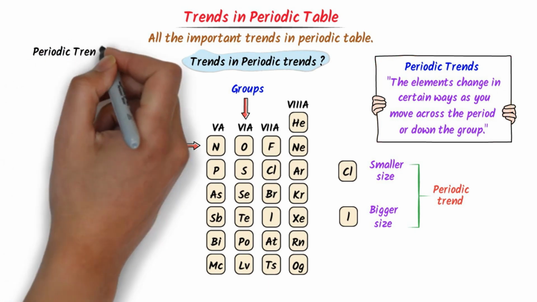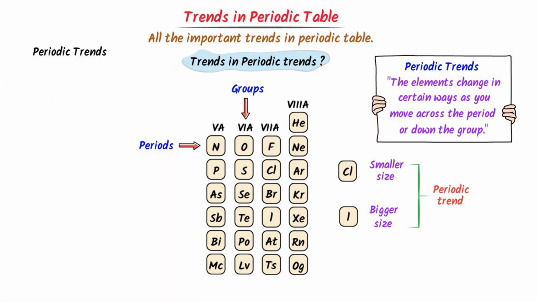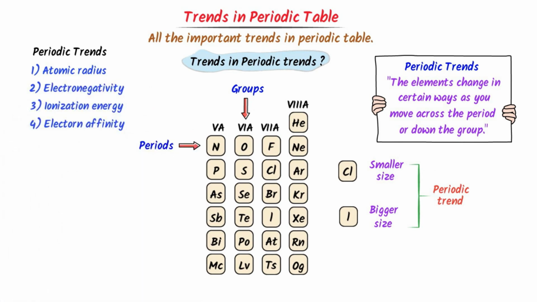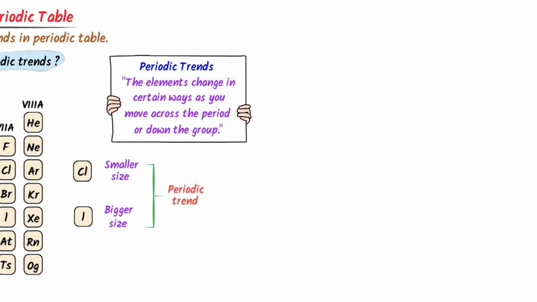There are 4 important trends in the periodic table: atomic radius, electronegativity, electron affinity, and ionization energy. Hence, note down these 4 important trends. Now we will learn the trends of atomic radius.